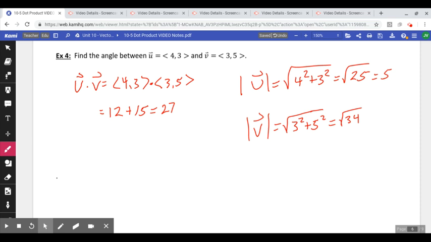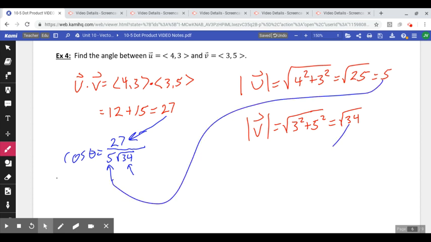What we're going to do now is write what we just learned in the previous concept video, and that's going to be the cosine of theta is equal to the dot product of the two vectors, which is 27, all over the product of the magnitudes. So here you've got the dot product, here you've got the magnitude of u, and then you have the magnitude of v right here. So that's where those numbers are coming from.